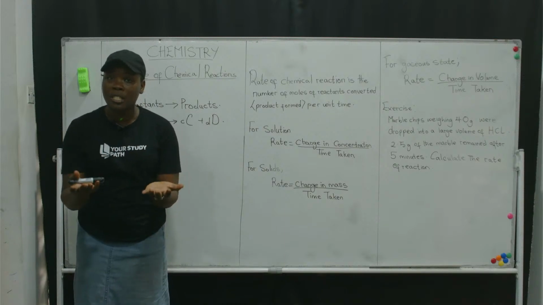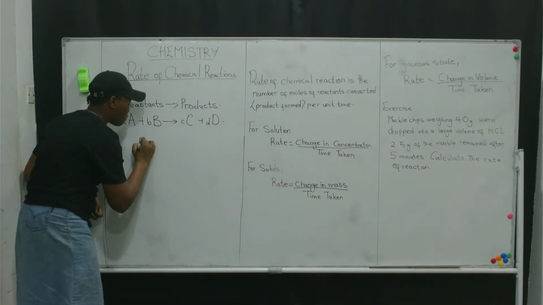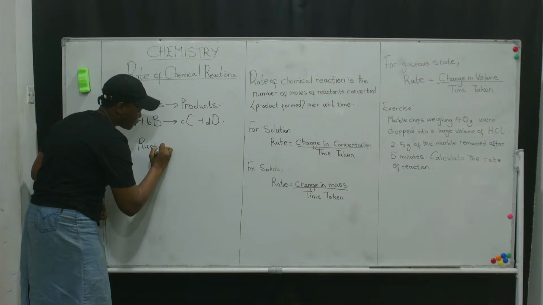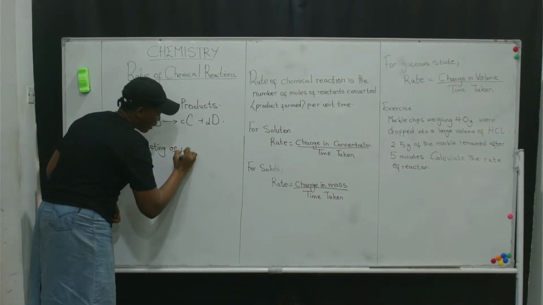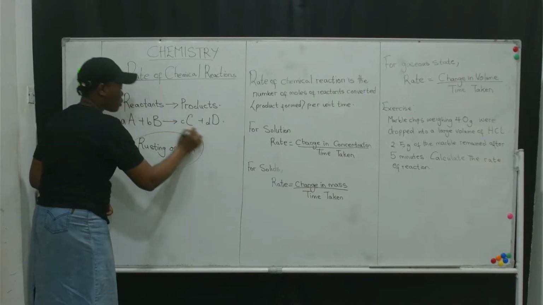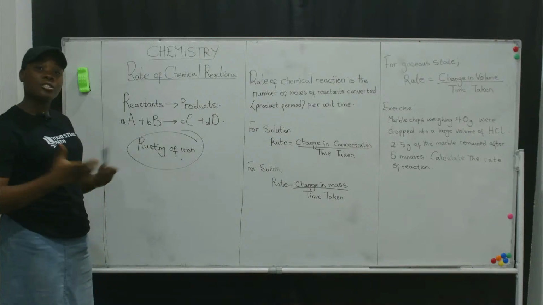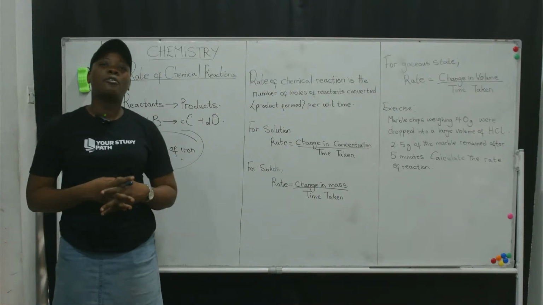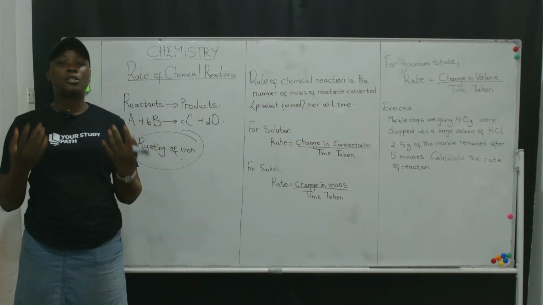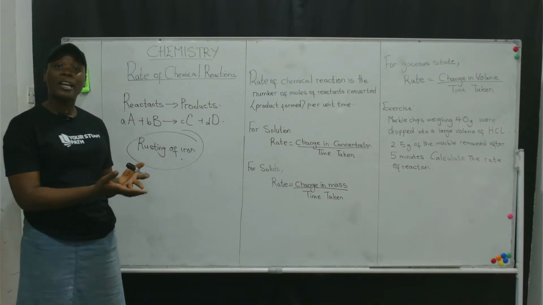We are considering rusting. We know rusting of iron is a chemical change, because it is not reversible. And so rusting of iron, for example, is a slow reaction, but it eventually occurs.